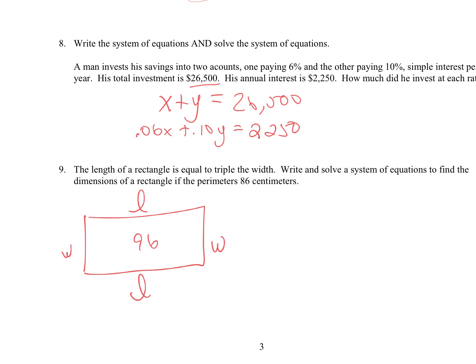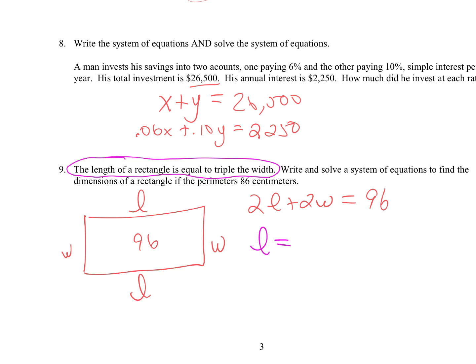So you guys agree with me that if I add L plus L and W plus W, so 2L plus 2W should equal how much? 96. Well, the first sentence gives us all the information we need to know about the second equation. It says the length is equal to triple the width. What does the word is mean in math? Equal. So L is, how do you say triple? 3. So 3 times W.